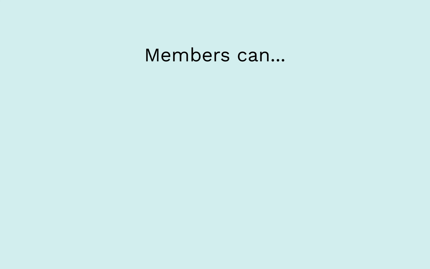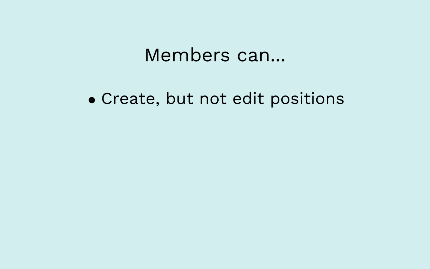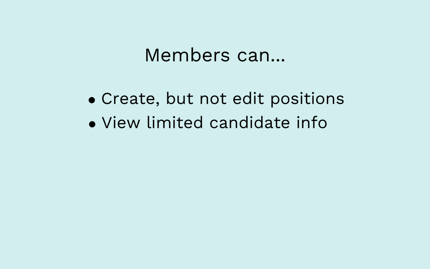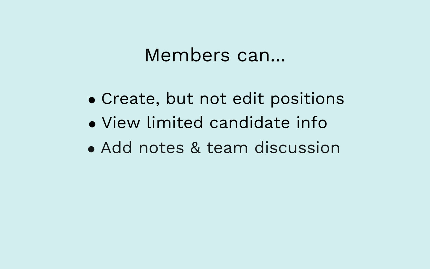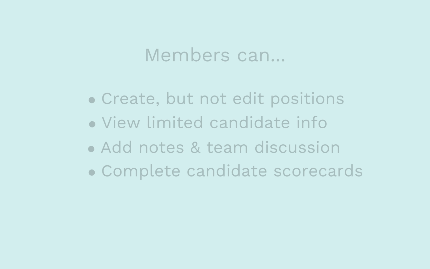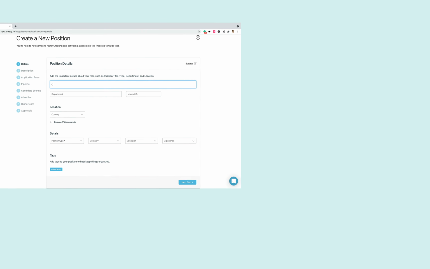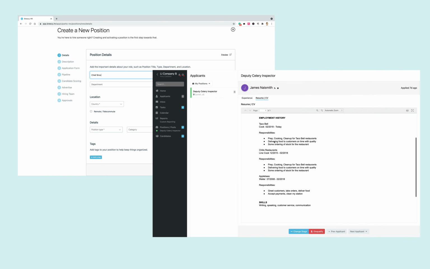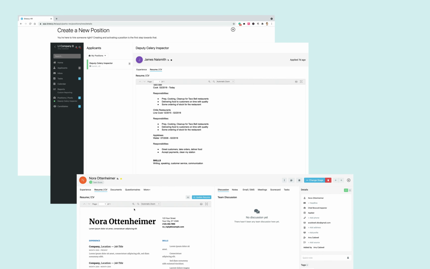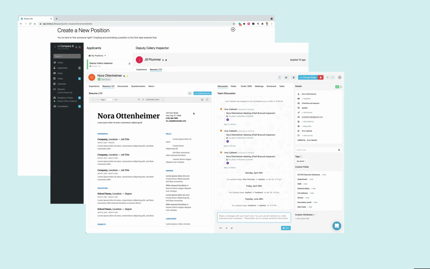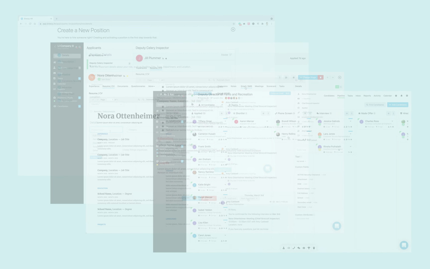Hiring members have more limited options. They can create but not edit positions, and for positions they're assigned to, they can view limited candidate info, add notes and team discussion on candidates, and complete candidate scorecards. As a hiring manager, you'll most likely be creating and promoting positions, reviewing candidates as they come in, screening and communicating with them through their profile, and moving them through the pipeline until you've made a hire.